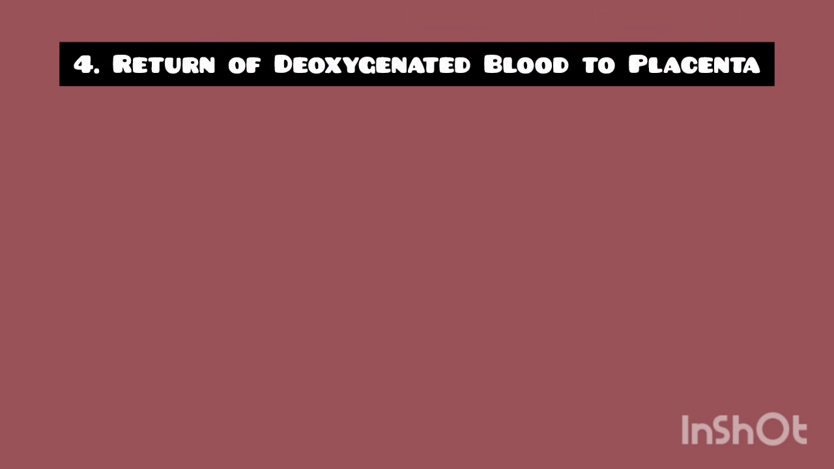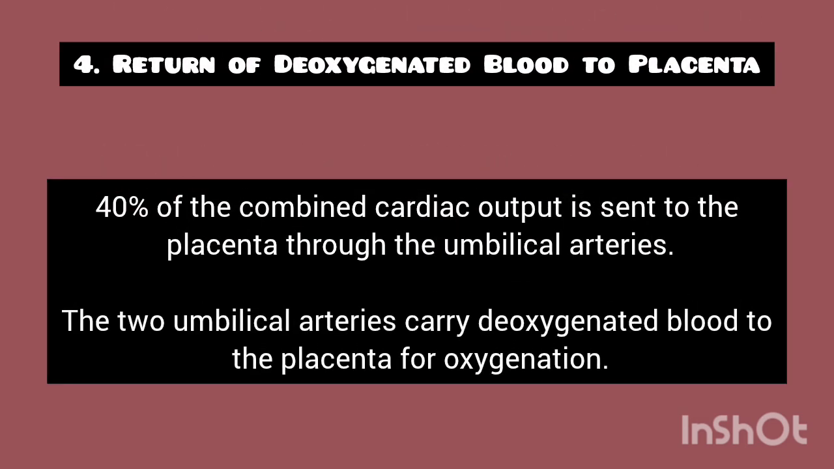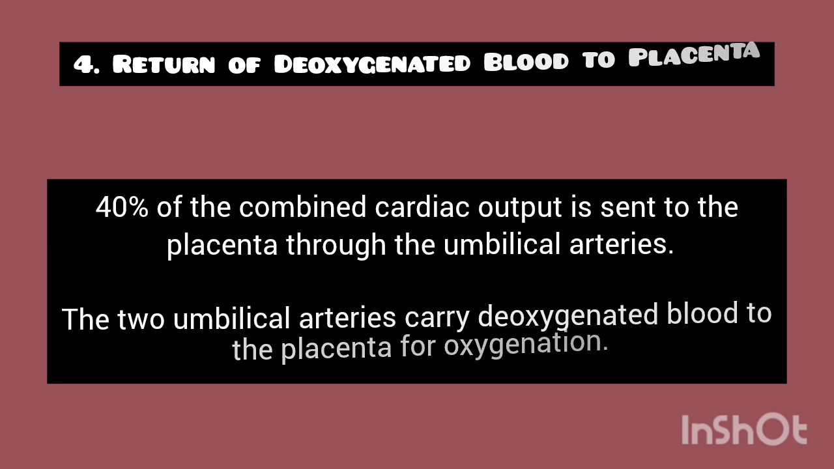4. Return of deoxygenated blood to placenta. 40% of the combined cardiac output is sent to the placenta through the umbilical arteries. The two umbilical arteries carry deoxygenated blood to the placenta for oxygenation.